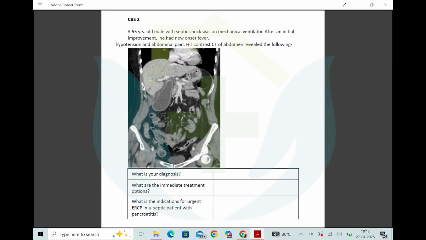There is a thickened gallbladder wall with the distended gallbladder. There is no calculus seen. Probably it is acalculous cholecystitis. Yes, the answer is acute acalculous cholecystitis. So, what is the immediate treatment options available for this kind of patient?